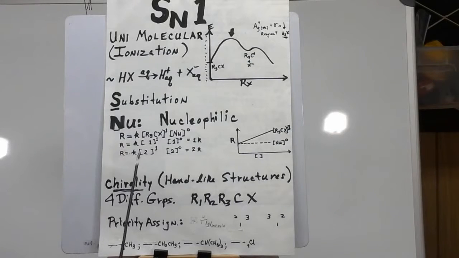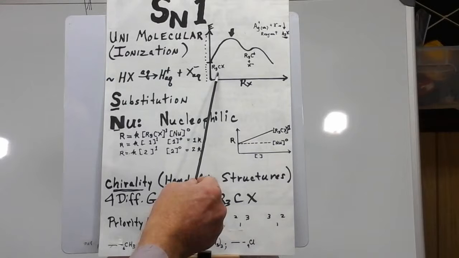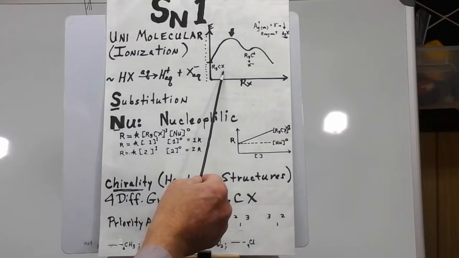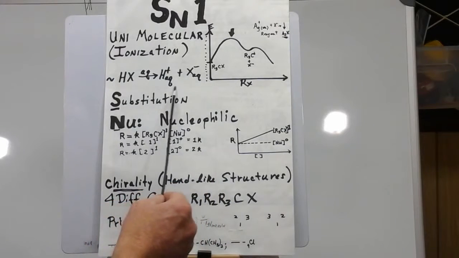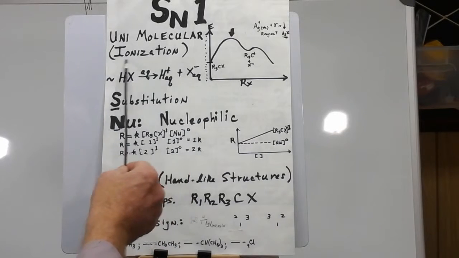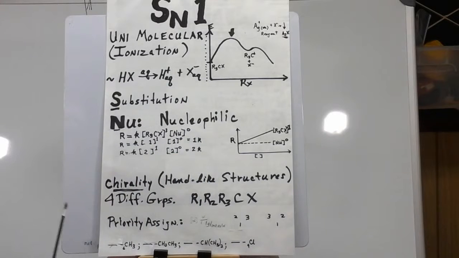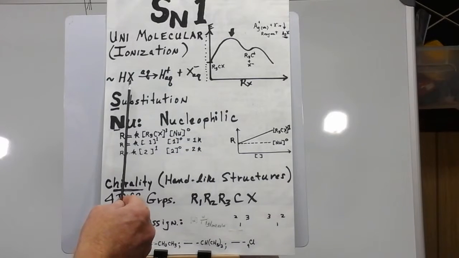Now, I want to review here. We have some models that we're going to show in just a little bit. But the substitution we're talking about, in the case of SN1, you're probably going to have 2 or 3 alkyl groups on the carbon with a good leaving group. One example would be this. This is an ionization process. It's a 2-step process, but it's unimolecular. So we need to talk about what we mean by unimolecular.